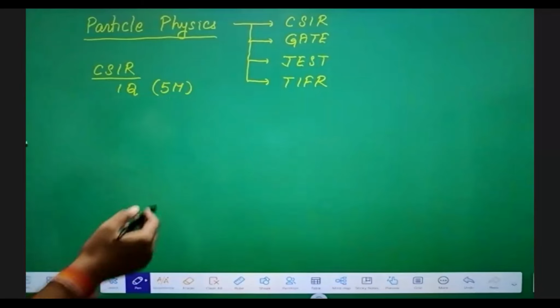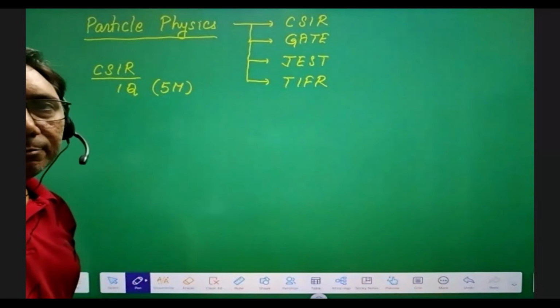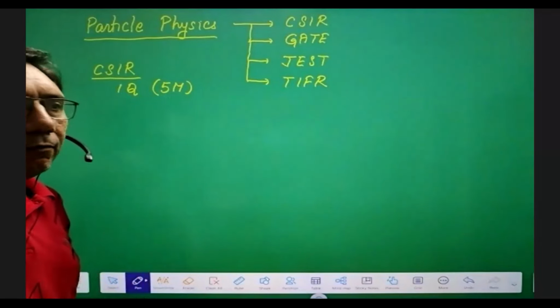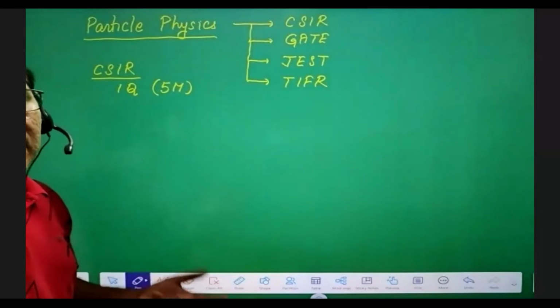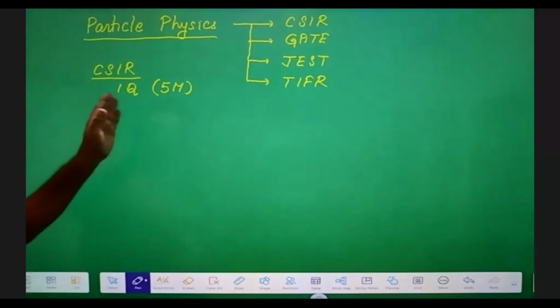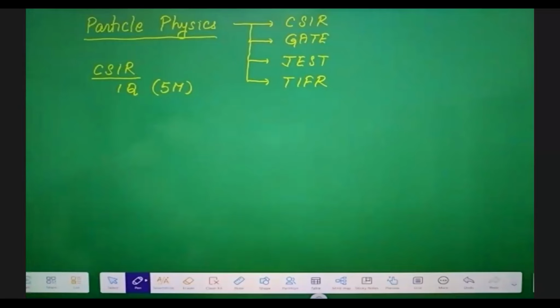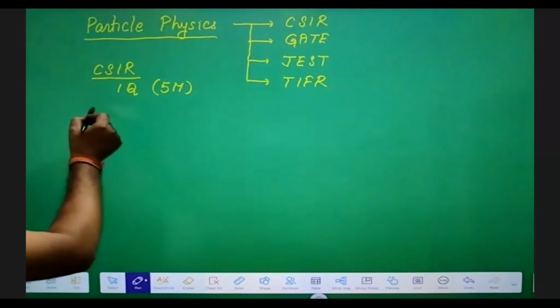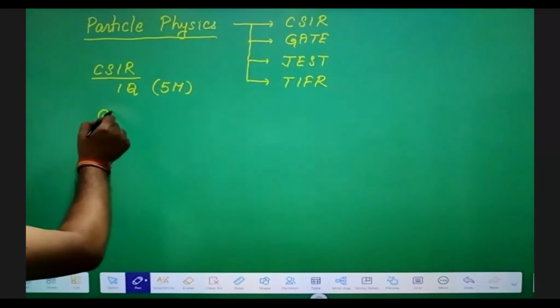If you know particle physics, most of its questions are simple, so you can easily do them. If you are going to follow my class, I assure you that you are going to solve any question of particle physics.